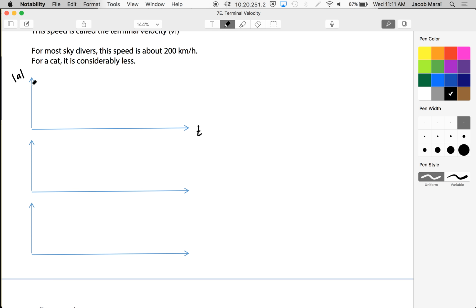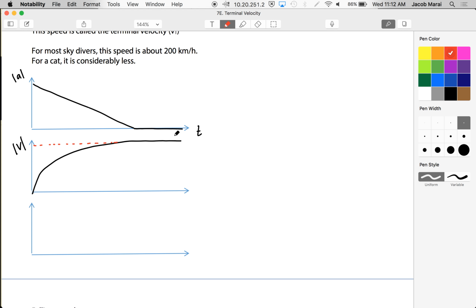So we know that it starts off at 9.8, and I'm not really sure of the shape that we're going to get, but it's going to eventually go to 0. Okay? For his speed, he's going to start off with a high gradient, and then it's eventually going to top out at v subscript t. The position time graph is a lot more difficult.